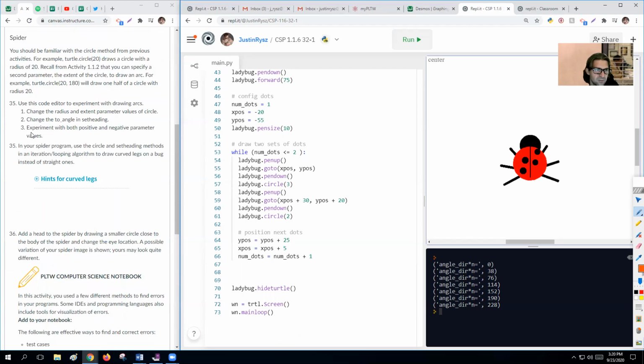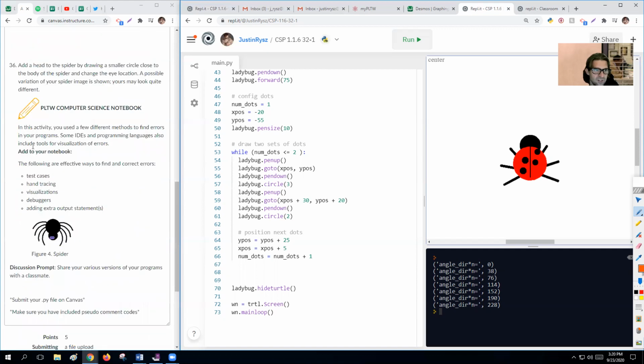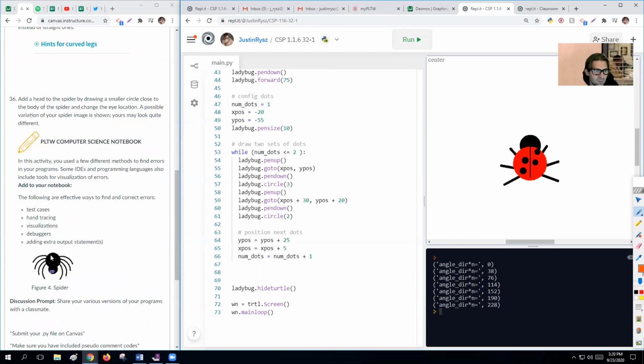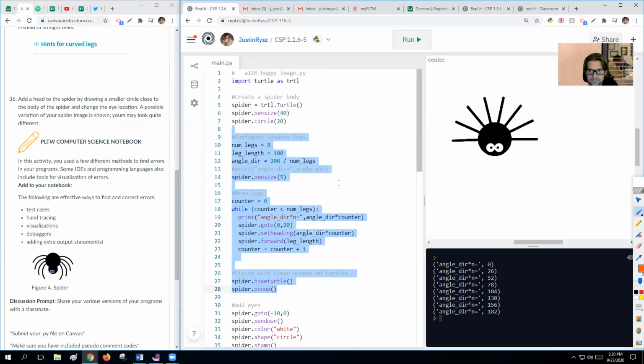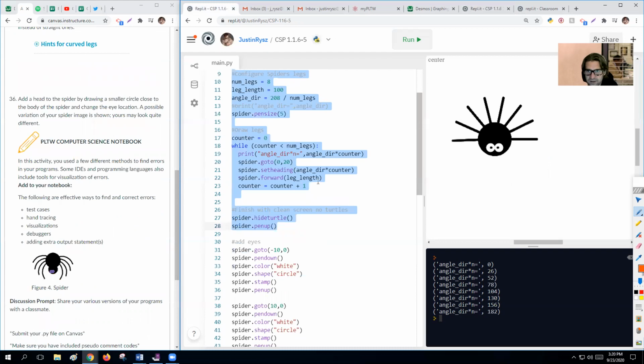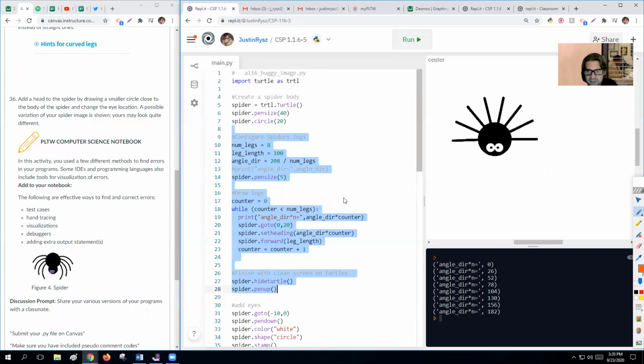So we will experiment. You can do this in the spider, or if you want to add the ladybug, you can. But we are going to try to get the spider to have curved legs and maybe purple eyes. So that's my goal here. So let's look at this spider. Probably what we want to do next is work on these curved legs.